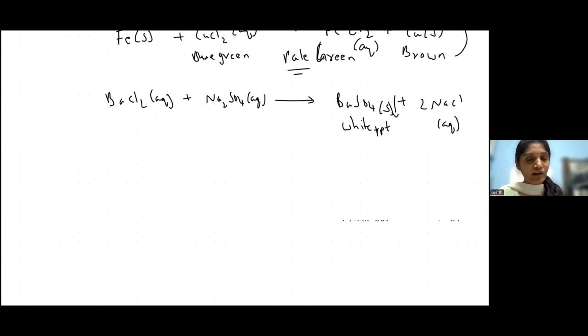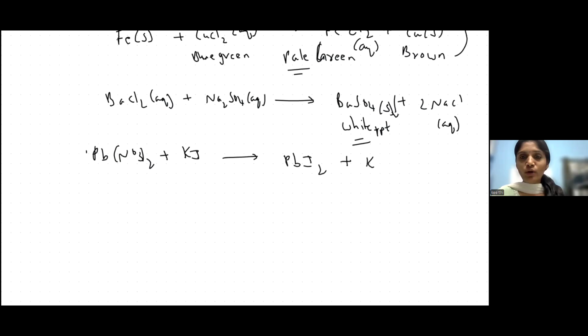It's a very important reaction. One more reaction: I have lead nitrate plus potassium iodide. Now it is interchanging of ions. I get PbI2 plus KNO3. Now, if you see here, I have 2 NO3, so here it will be 2 KNO3, and here it will be PbI2.